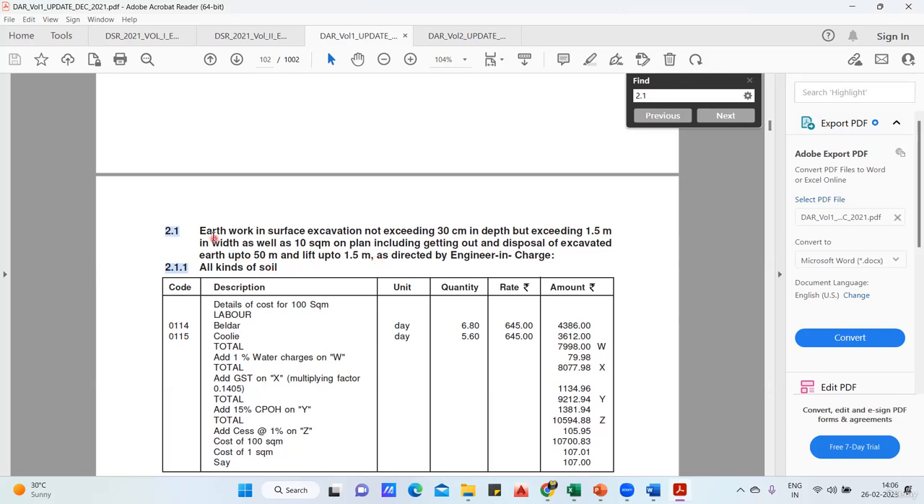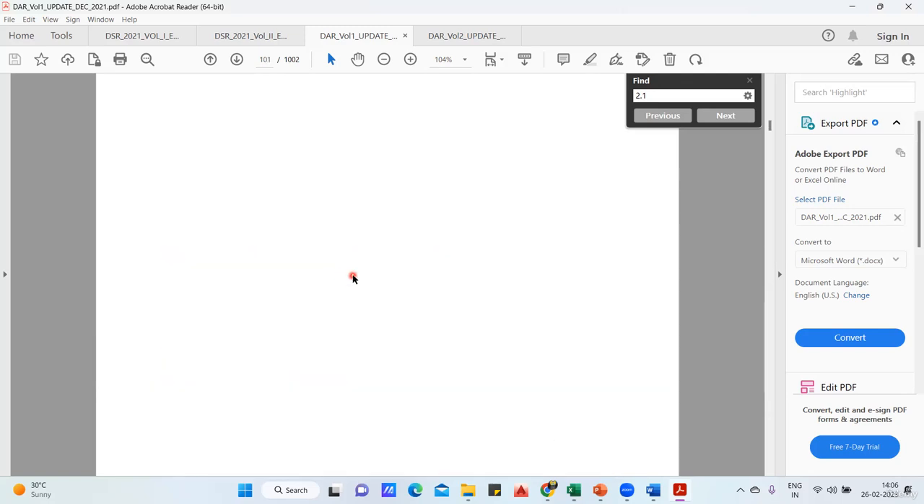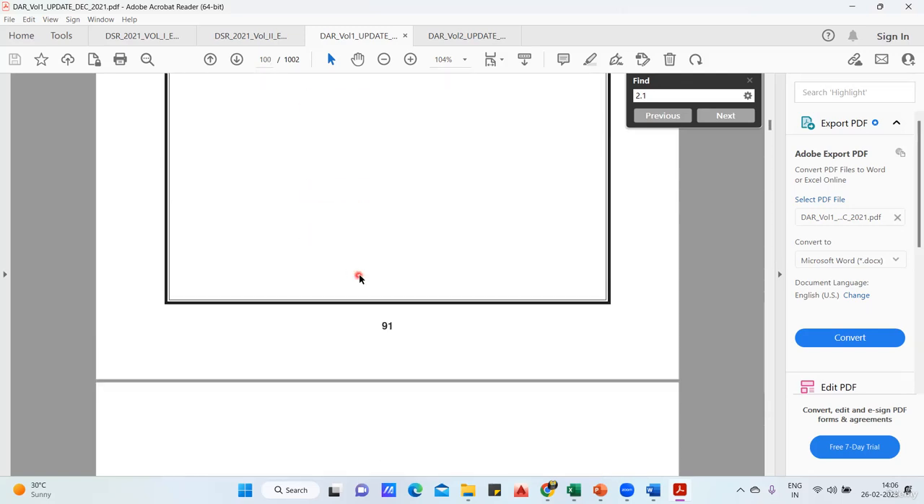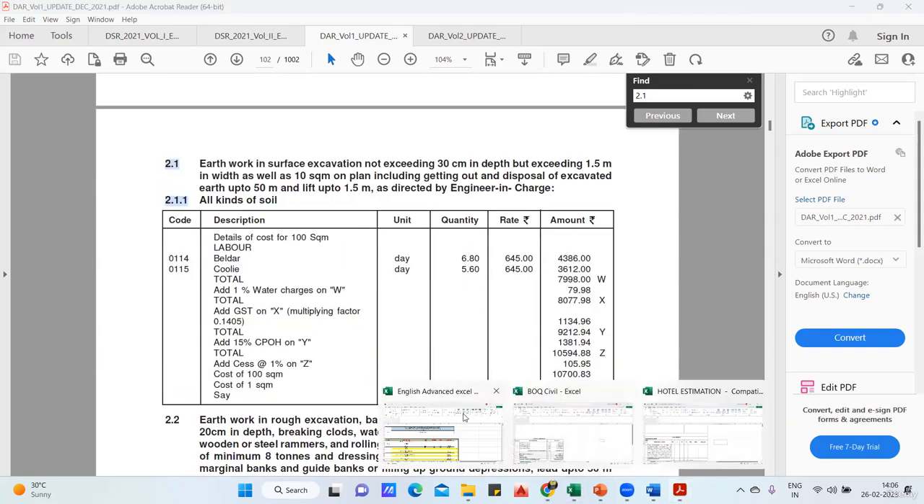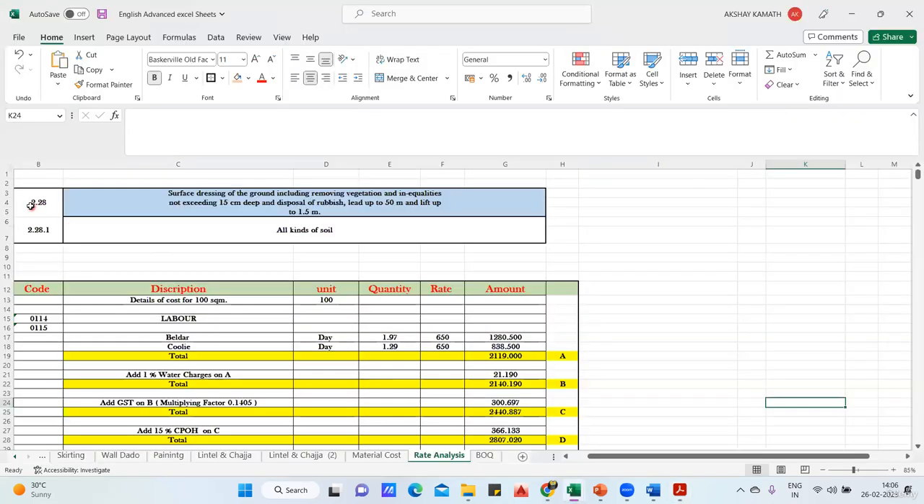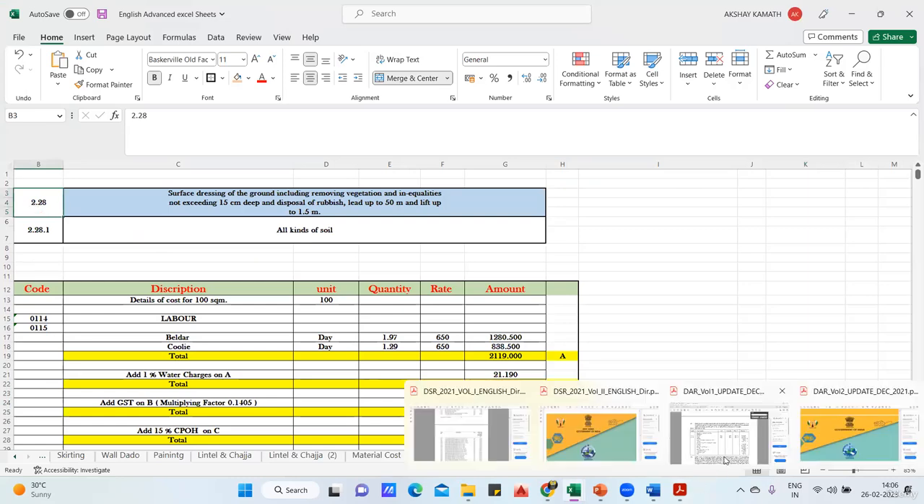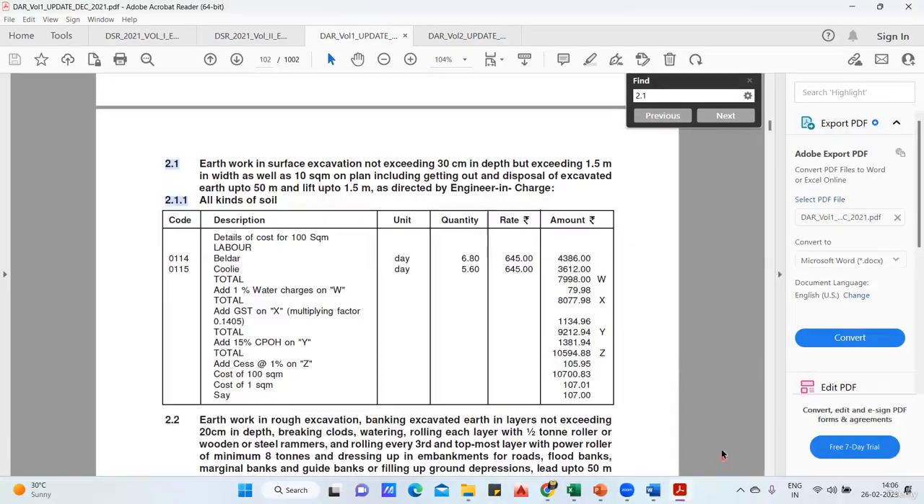You getting my point? This is earthwork, no? Wait. So first I should go with this. Let me go back and check which one I want. Sorry, it is 2.28, not that one, 2.28. Yeah, because the one which I took is for earthwork. I want 2.28.